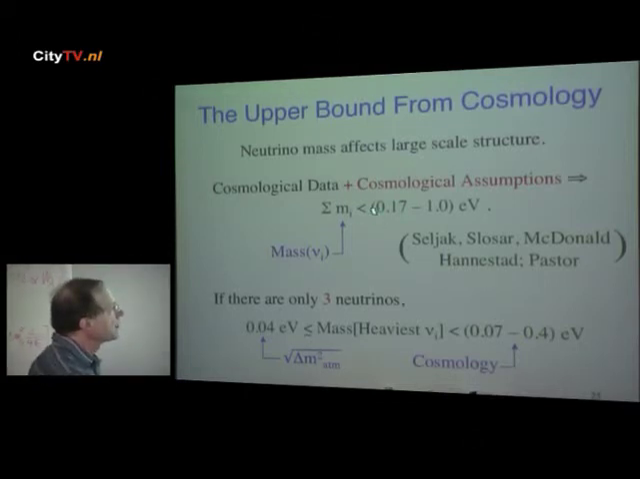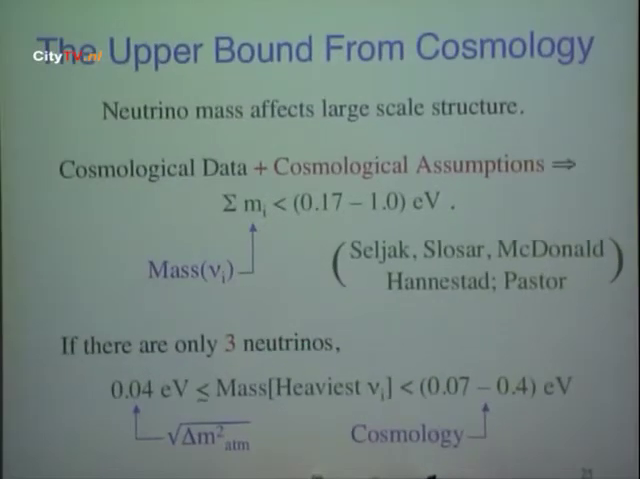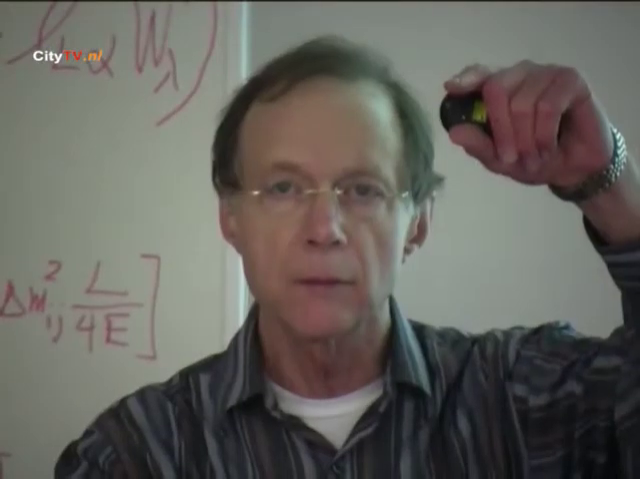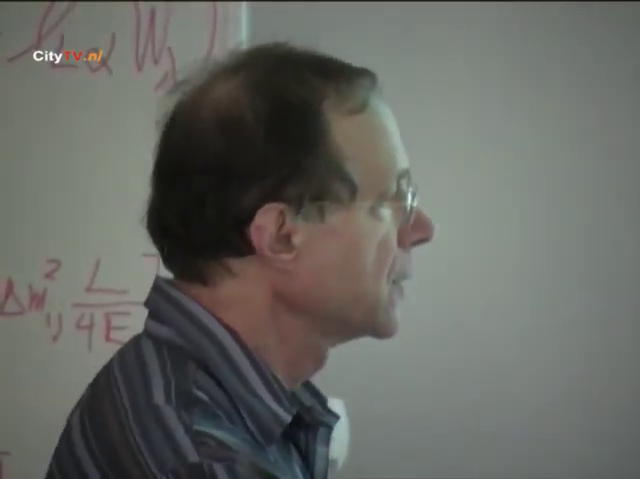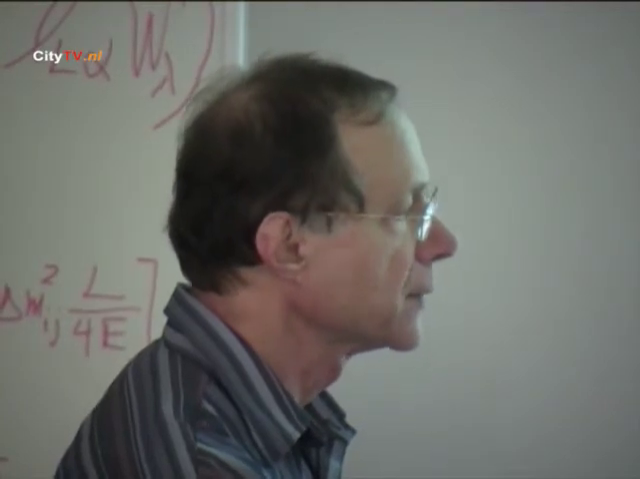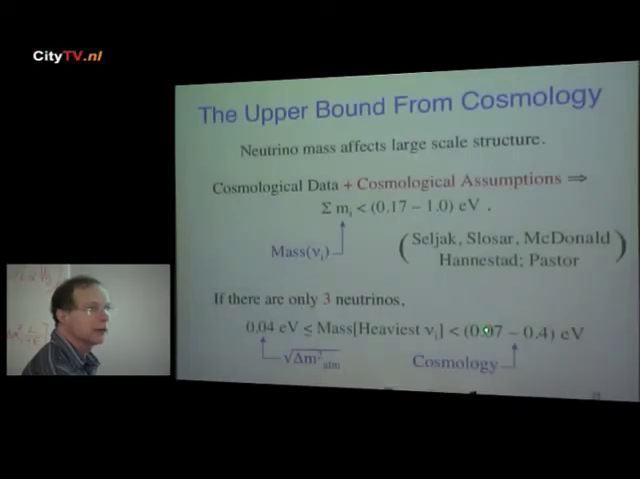If the upper bound can be taken to be this more aggressive value, and if there are only 3 neutrinos looking either this way or that way, then this upper bound on the sum of their masses translates into that upper bound on whichever is the heaviest particle. On the other hand, if the cosmological bound is really just 1, then the corresponding bound on the mass of the heaviest is 0.4, something like that.